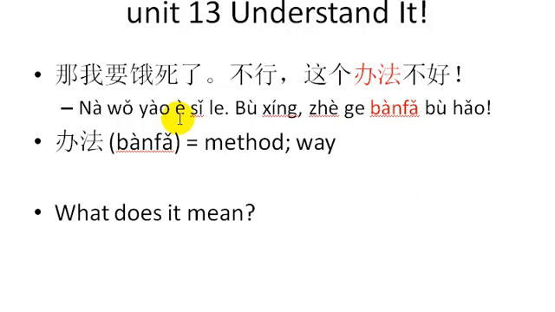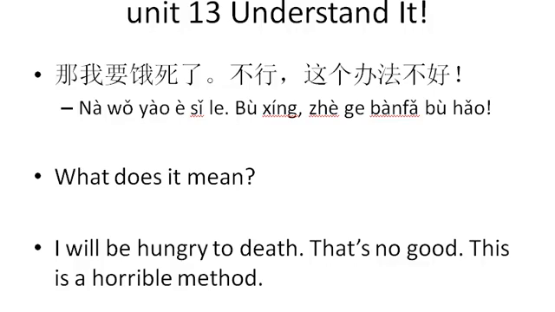Gao Wenzhong says, 那我要饿死了。不行,这个办法不好. Okay, 办法 means method or way. Okay, so 那我要饿死了. So you know what it means when you add this word for death or dying after an adjective, right? Pause and write down what you think this means. And you, no doubt, came up with something very close to this. I'll be hungry to death, or I'll starve to death. 那我要饿死了. Right? That's no good. 不行,这个办法不好. This is a terrible or bad method. And that concludes this Understand It video.